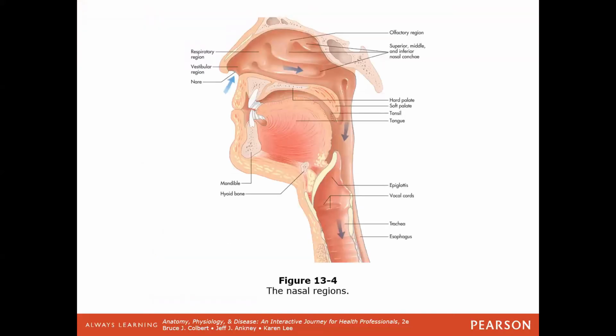Here you see the path of air through the upper respiratory system, represented by those blue arrows, starting at the vestibular region, into the respiratory region, through the olfactory region, down the trachea, into the lower respiratory system and the lungs.